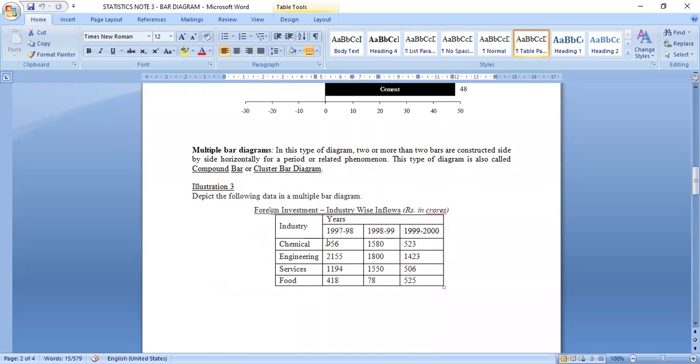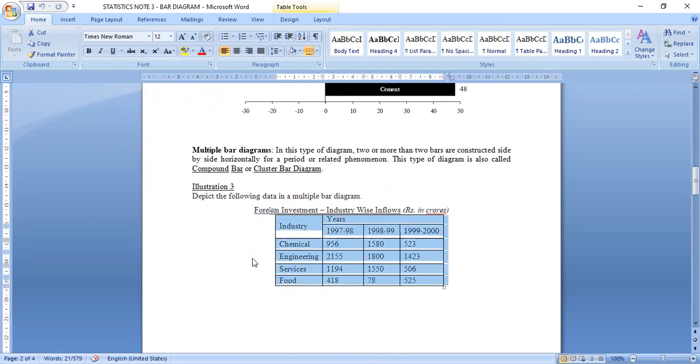You must say bivariate, why? Because there are two variables involved. How? See this table concept, the blue color you can see. A multiple bar diagram is required for this type of presentation where more than one variable is present. More than one variable, why? Let us check here.